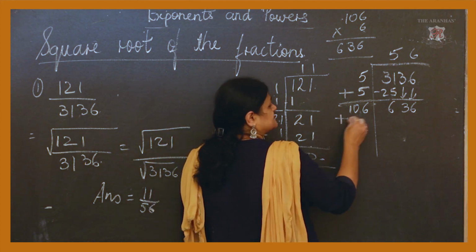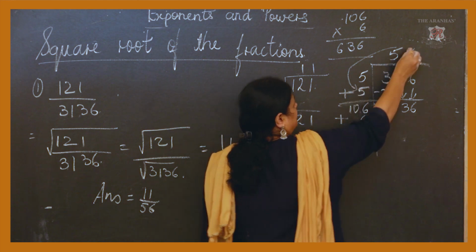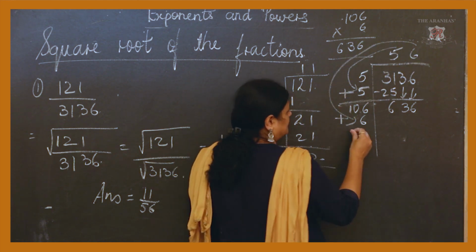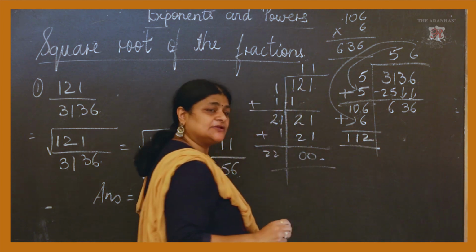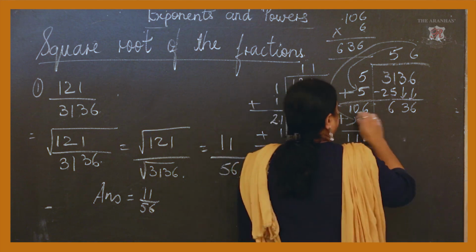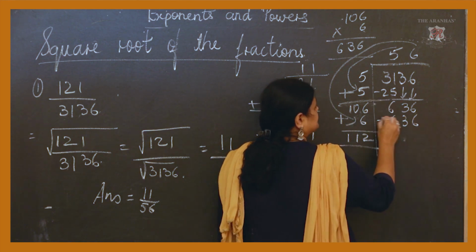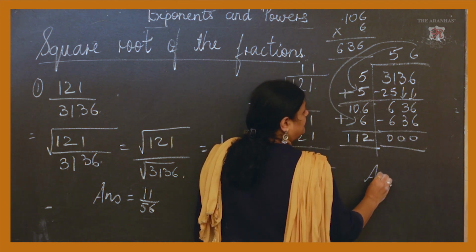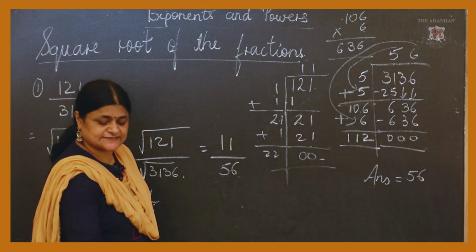So plus 6. This 5, you have brought it down over here. This 6, you have brought it over here. So here 112. So now here again 106 into 6 will give you 636. So 0 0 0. So here the answer is equal to 56.